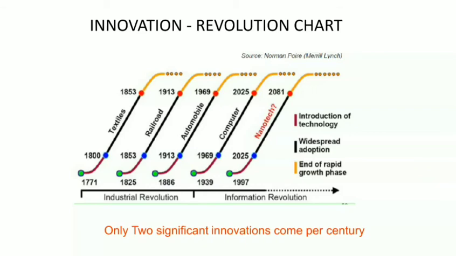But after 30 years, nobody will use these computers. Likewise, if we want to understand where we are in nanotechnology, you can see the green dot for nanotechnology is in 1997. Now we are still in 2020. It means we are still in the introduction of the technology. We are still in the era of introduction.